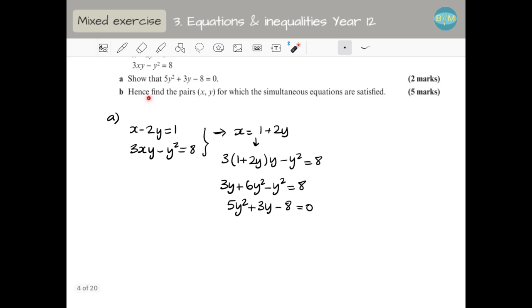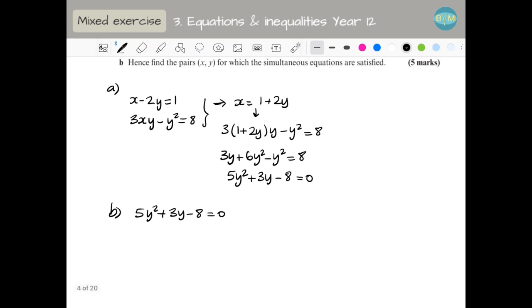Then hence, so using this, find the pairs xy for which the simultaneous equations are satisfied. So we are going to solve this quadratic in y, and when we have y, we are going to find x. So I have 5y squared plus 3y minus 8 equal to 0. We can use the quadratic formula, or we can try to factorize. So we need two numbers that multiply together to give the product of these two, which is minus 40, and added together is 3.